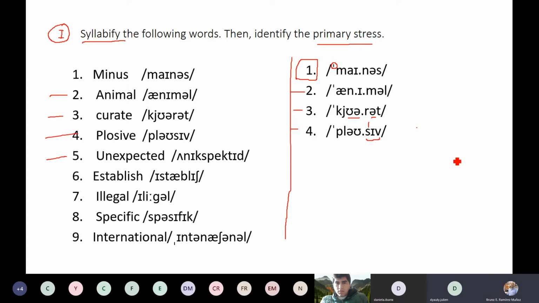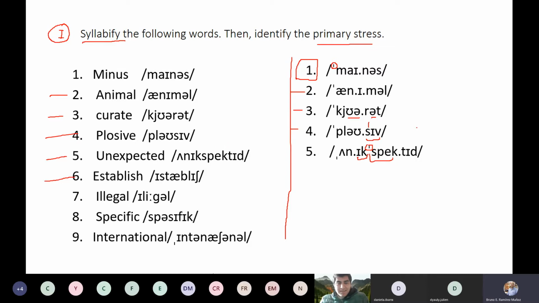Let's take a look. Unexpected. Is that all right? Yes, sir. All righty. In Daniela's answer, you can see here that there's no syllable boundary here because we have the primary stress indicating that this is one syllable and this is another one, right? All right. Let's take a look at number 6.